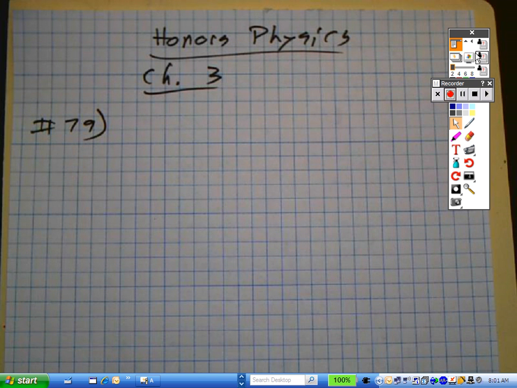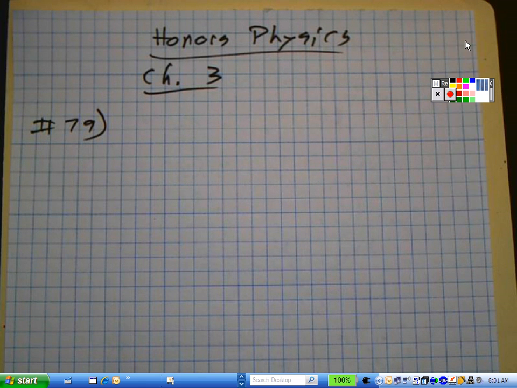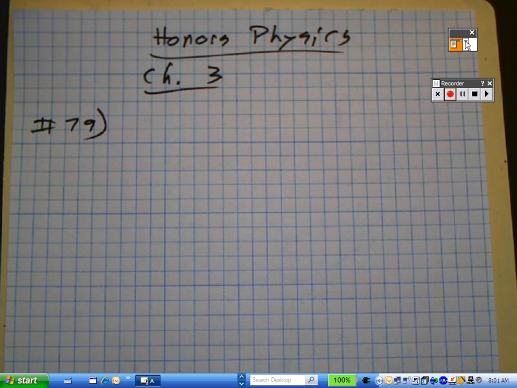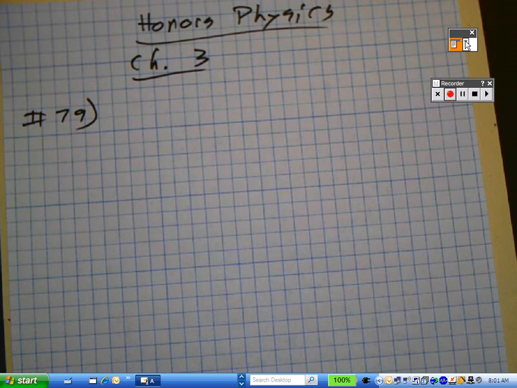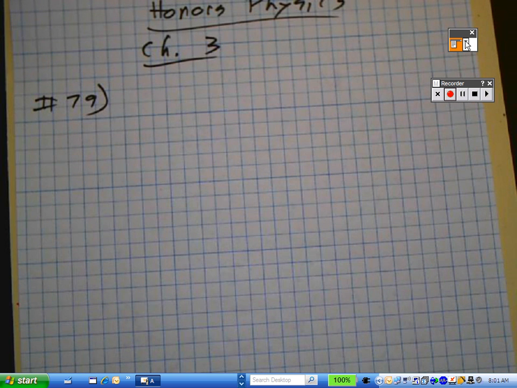Hey, honors physics students, how about a few hints for the text assignment on chapter 2 and 3? You've probably already noted that the textbook assignment is only on chapter 3. There are some problems on chapter 2 that are pretty good, but we're going to ignore them for right now. So for the chapter 3 assignment, remember these hints.